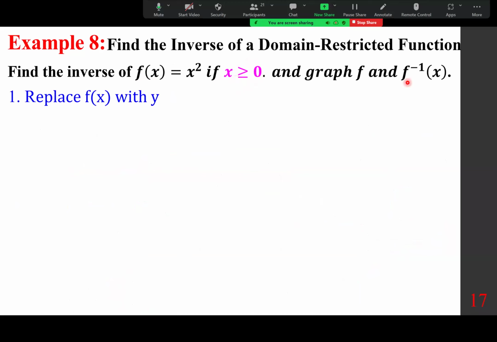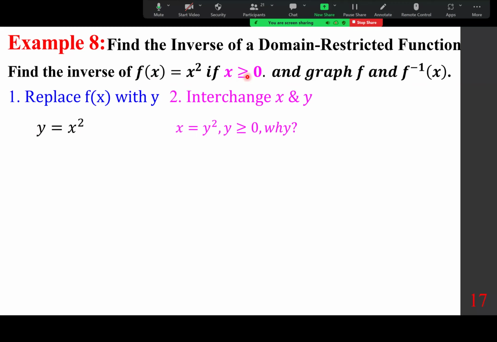So replace f of x with y because it makes it easier. Y equals x squared. Interchange x and y. That means now this is x, this is y squared. And now we're going to say y is larger than or equal to 0 because right here we have the inverse.